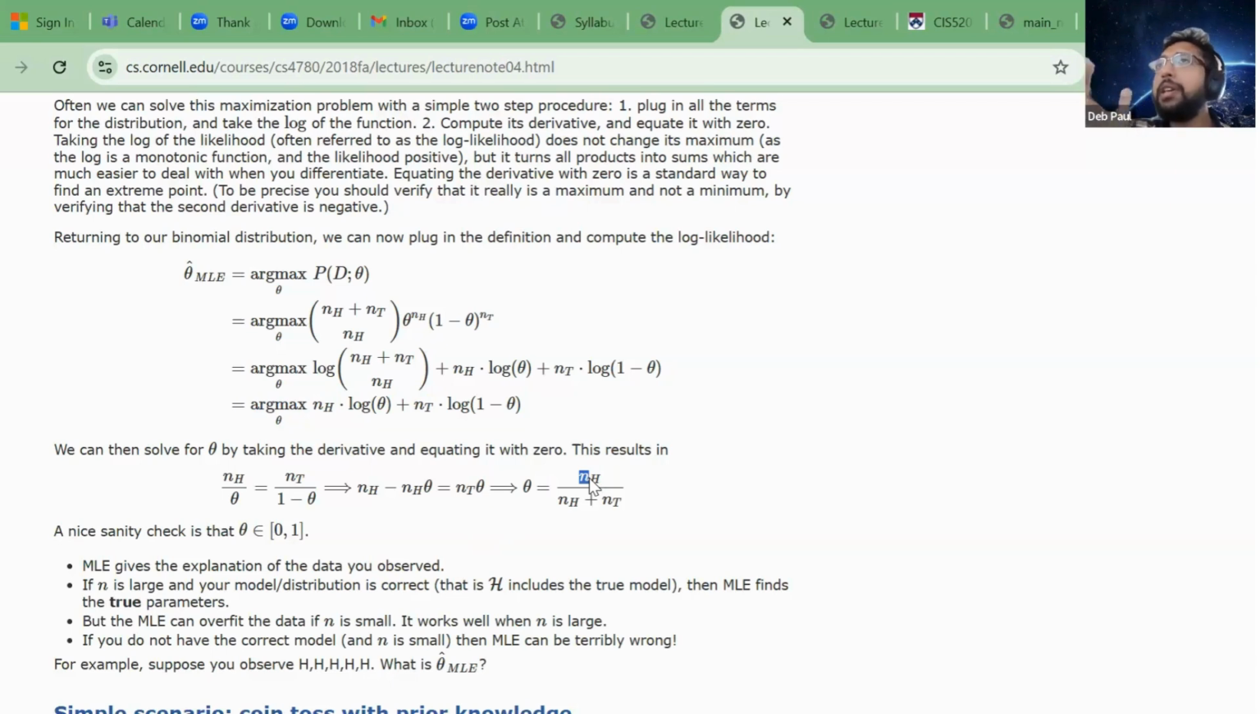So MLE is giving you that everything is empirical in nature, right? Whatever you're getting is from the data. And MLE works if n is large. Only if n is large will this estimation be correct. Otherwise, this estimation may be biased. If n is small, then there is a high chance that this overfits, right?